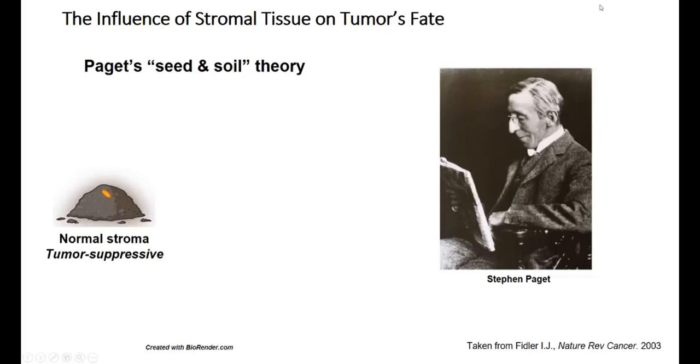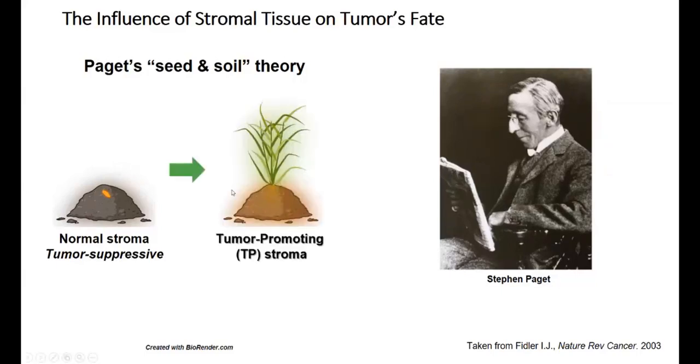I would like to start talking about Paget's seed and soil theory, which basically was telling us that in order for cancer cells to thrive, they need to be in the right microenvironment, hence the right soil for this seed to grow. We know the normal stroma has natural tumor-suppressive properties, and everything goes in balance until it's not. And when that happens, this soil becomes very fertile for cancer cells. Then we can call it tumor-promoting stroma.